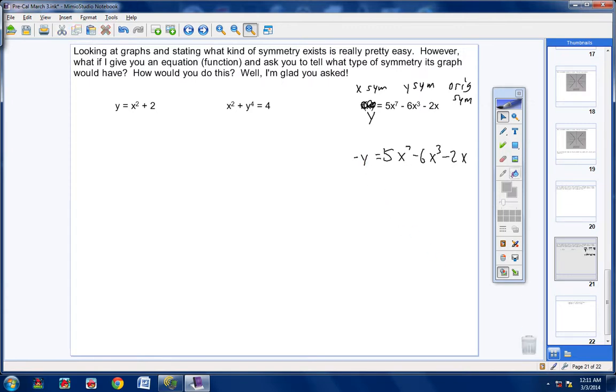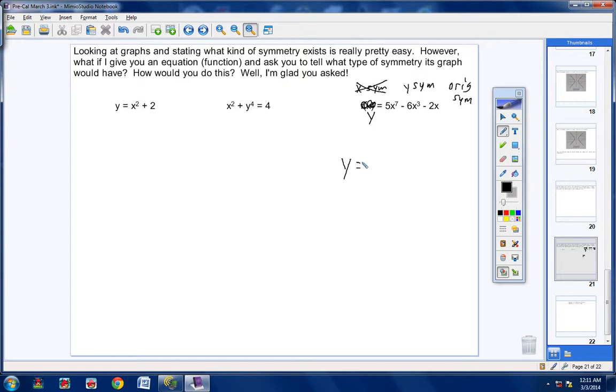So I'm going to go through and change all of my signs so y is by itself. And when I do that, students, you should be able to see right away it's not going to work. We do not get out the same original equation we started with right here. So we do not have x-axis symmetry. Now let's check for y-axis symmetry. Let me cross this off. Everywhere there's an x, I'm going to put a negative x.